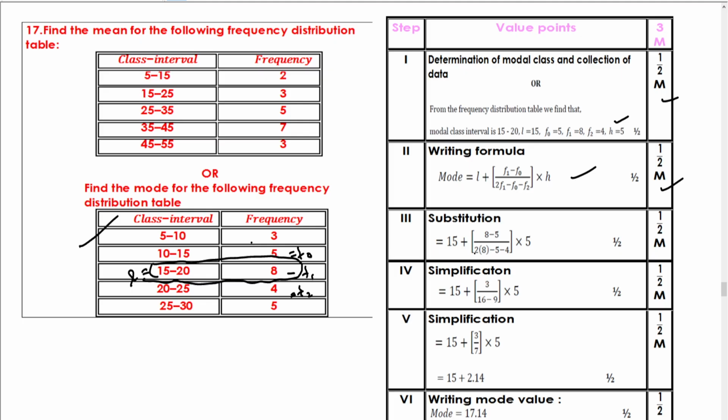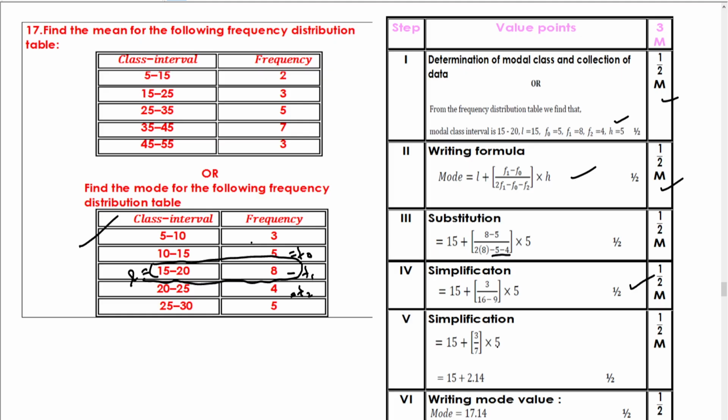Be careful. 2 8s are 16. Many students make this mistake. Minus 5 minus 4. As I told you, same signs, you have to add. Minus 5 minus 4 is minus 9. 16 minus 9. For this substitution, you will get height is 5. Then you simplify 3. 16 minus 9 is 7.